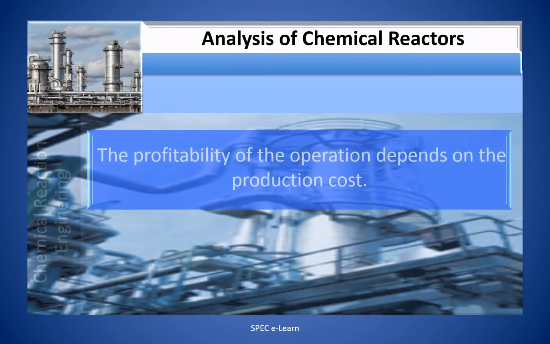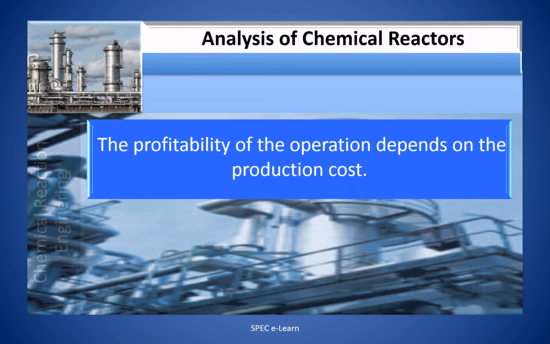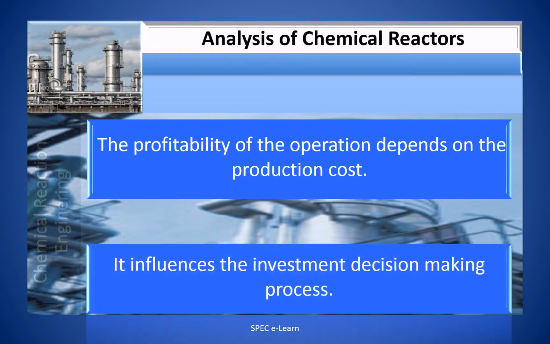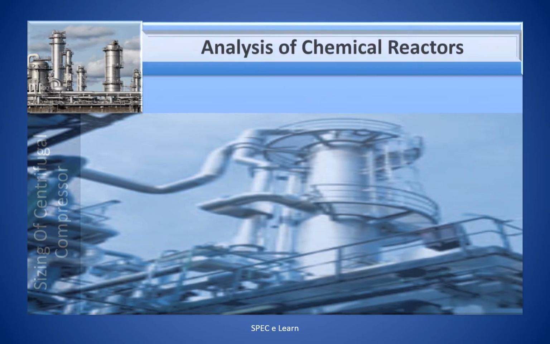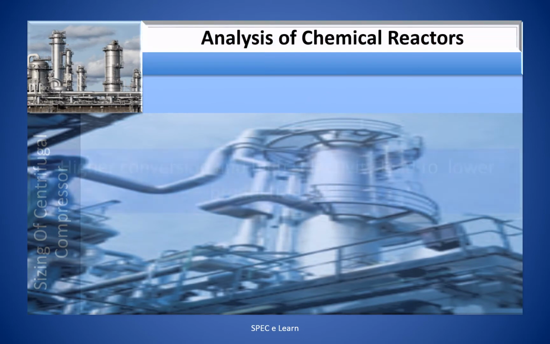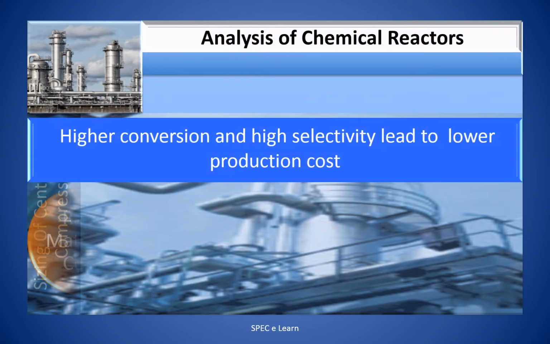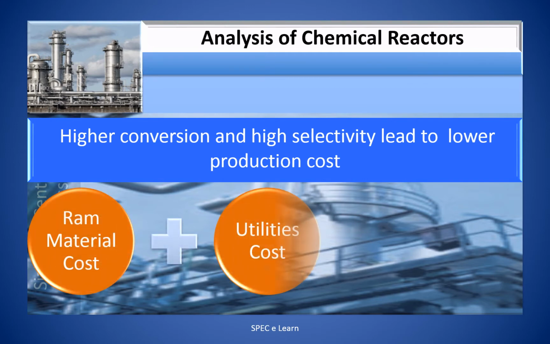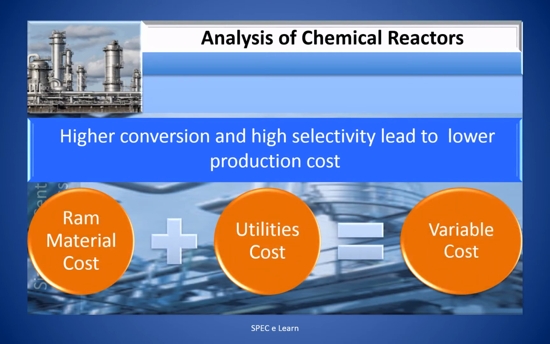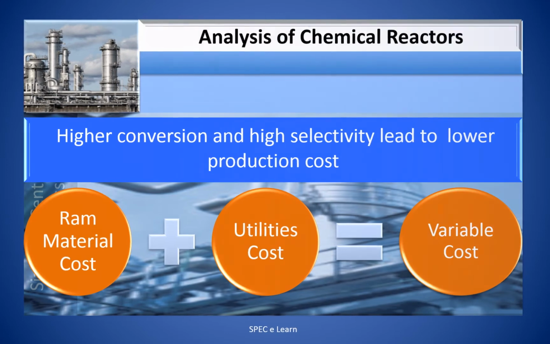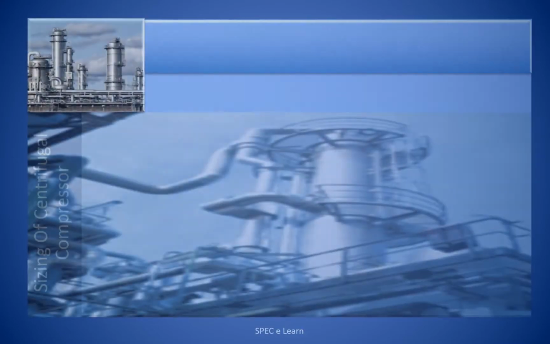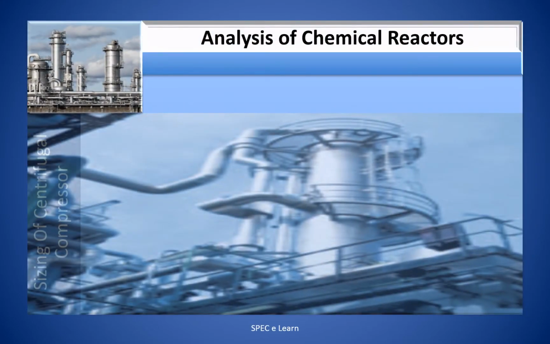Profitability of the operation depends on the production cost. It influences the investment decision making process. How do you arrive at the production cost? Raw material cost plus utilities cost equals variable cost. Variable cost plus fixed cost equals production cost.